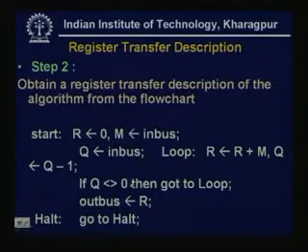Now, step 2. Step 2 was to obtain a register transfer description of the algorithm from the flowchart. Again, using the same example of multiplication, R is set to 0, M is in bus, Q is assigned the data of in bus, and then this loop: R is R plus M, Q is Q minus 1. If Q not equal to 0, then go to loop; out bus is R, halt, go to halt.